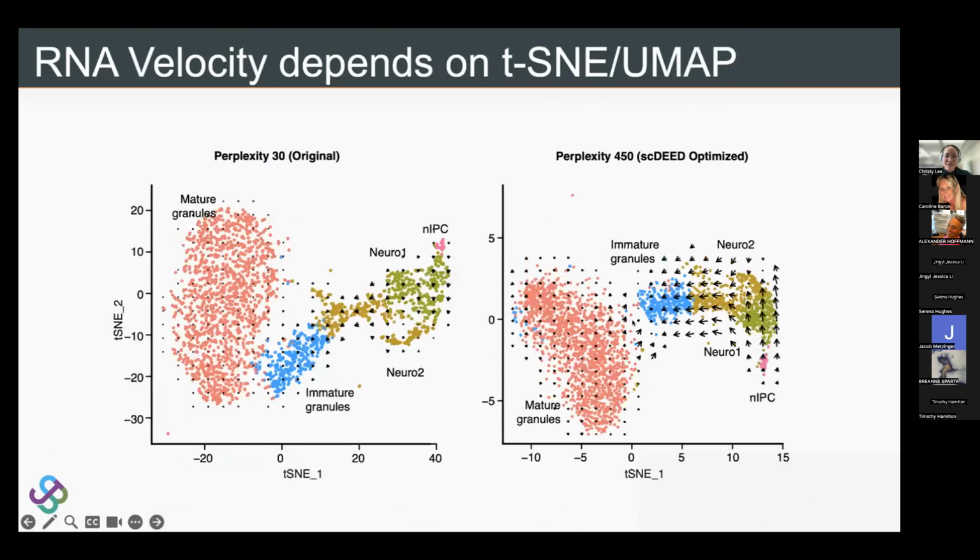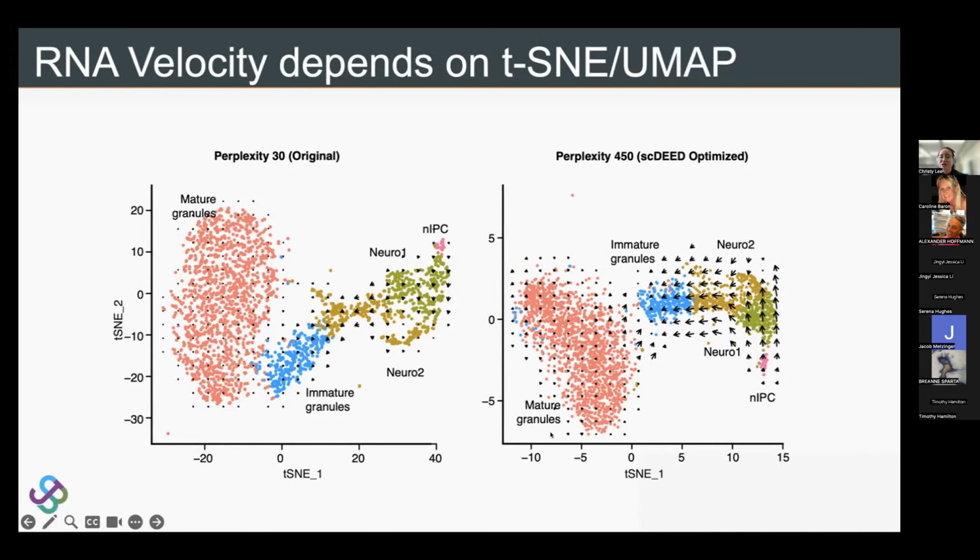In the original visualization, we can see this general trajectory from these NIPC cells into the neuroblast subtypes and then the immature granules. But if we look at the optimized perplexity, we see a much stronger visualization where the arrows have been much exaggerated. What this means is that the little boxes around this arrow, that local group velocity, is in much better agreement, which is how we're able to get a more exaggerated and clearer trajectory.